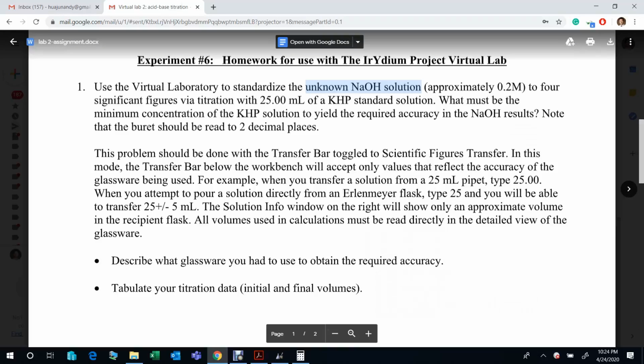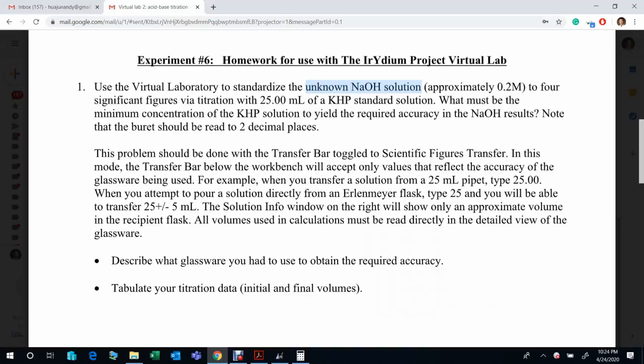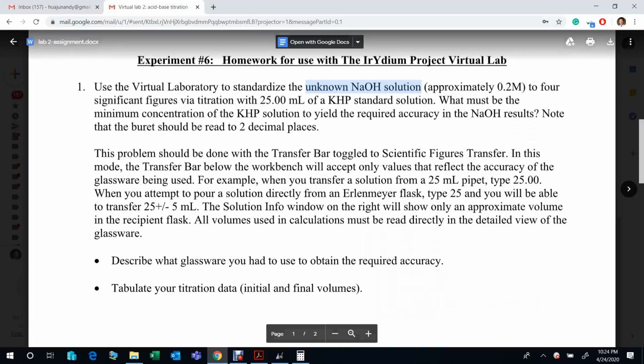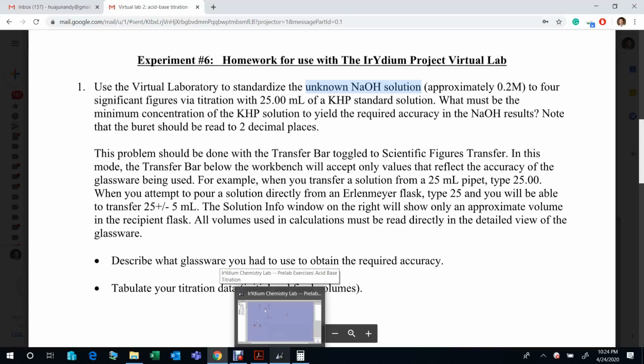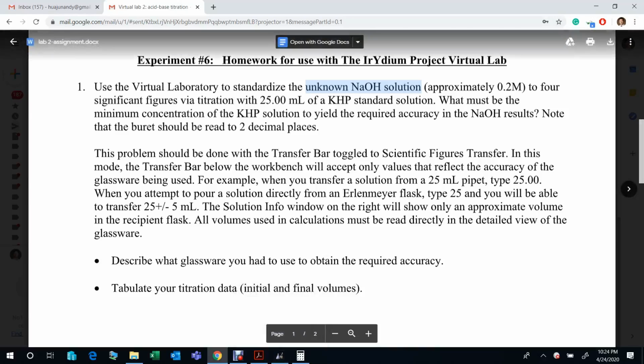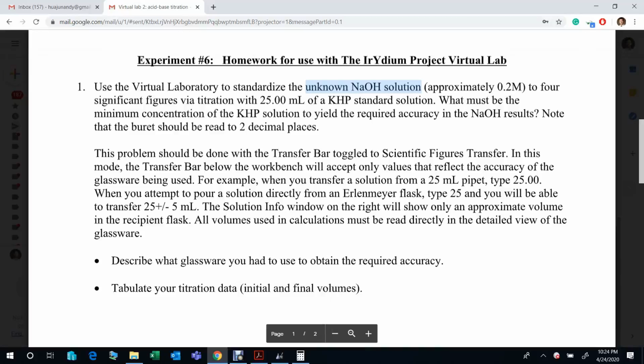And then we can see here, describe what glassware you have to use to obtain the required accuracy. So we need to know what glassware we need to use to transfer the KHP solution, what to use to transfer the indicator solution, and what to use to transfer the sodium hydroxide into the burette. So tabulate your titration data.